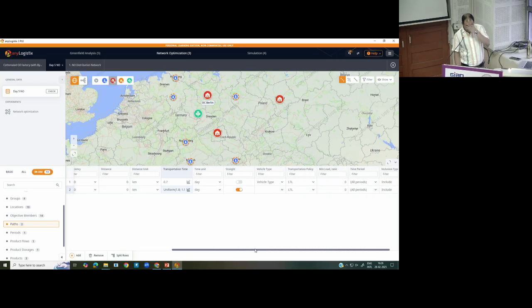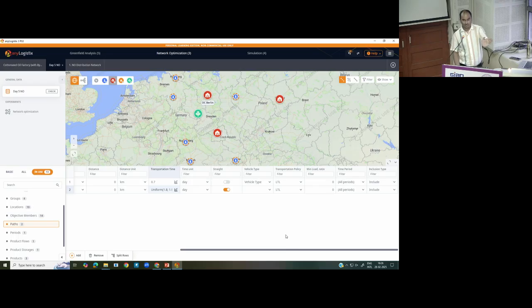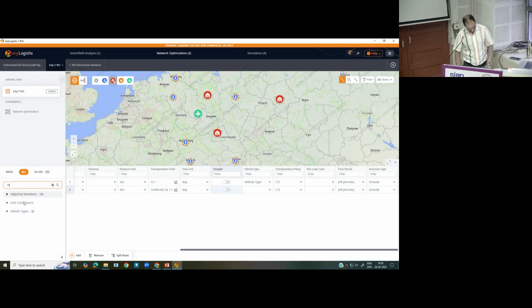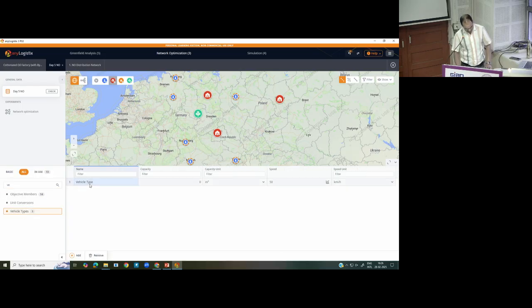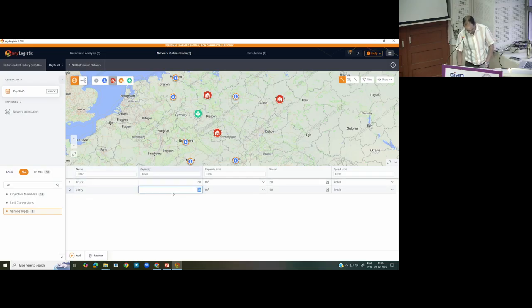And what is this straight? Whether road, do you want to take the exact road route or not? I don't want the straight route, whatever the exact route is. Vehicle type, I haven't defined the vehicle type. First is the lorry, am I right? Lorry or truck? Truck. What is the capacity? Meter cubic, and speed is 50, am I right? And what is the lorry? 20 meter cubic, 50. Okay, done.